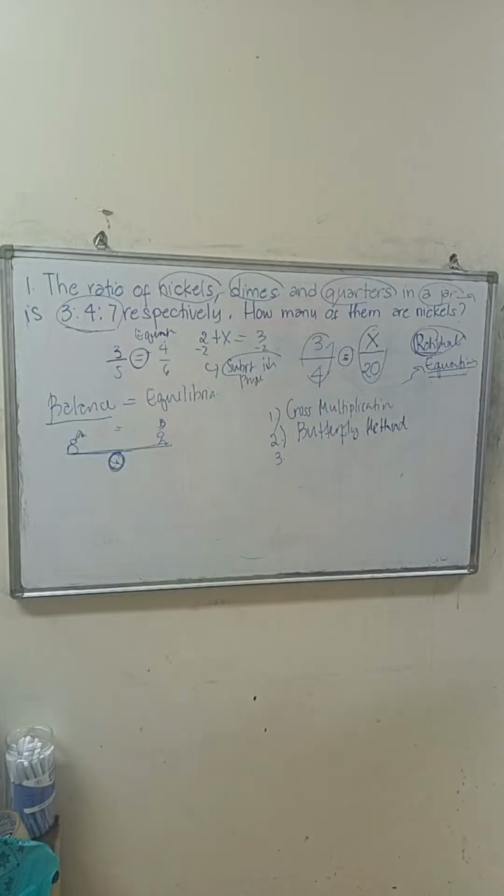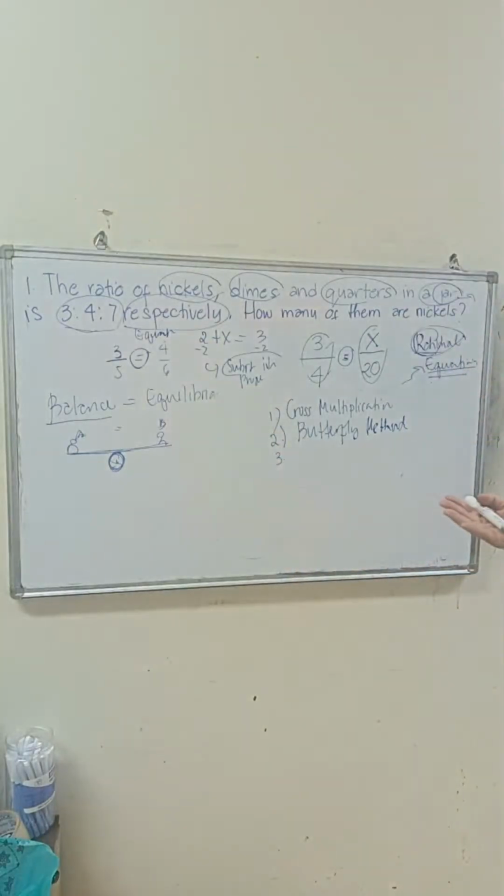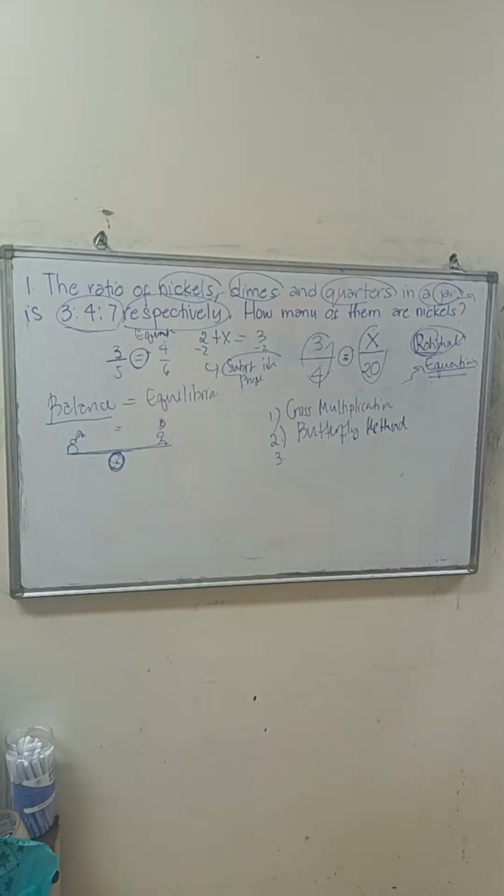Of course, these are objects. These are materials. These are non-living things. You get the point? Because it's placed inside a jar. And then 3:4:7, respectively. And what is respectively all about in English? Okay, so there's an issue also with the grammar.